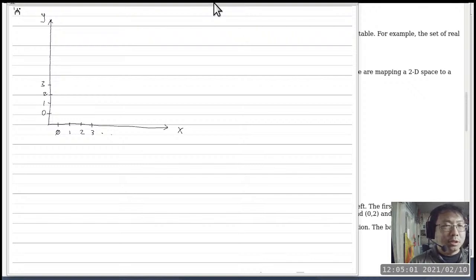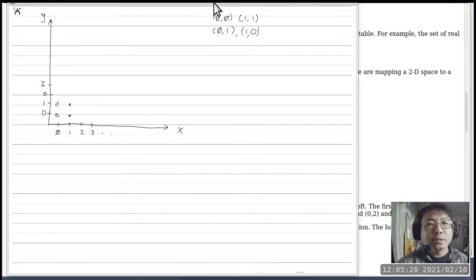So the question is, I look at all the coordinates. We have 0, 0, which is this coordinate over here. We have 1, 1, which is the coordinate over here, and then we have 0, 1, which is the coordinate over here, and then we have 1, 0, which is the coordinate over here, and so on.